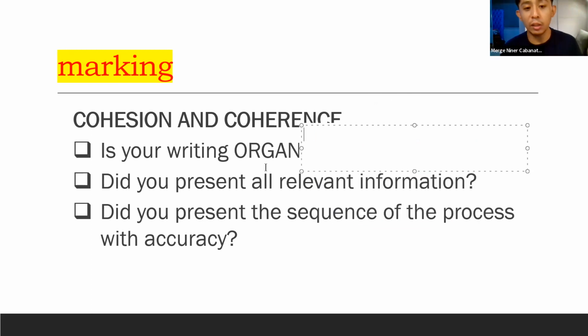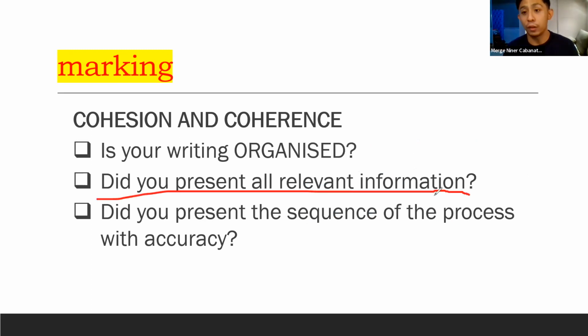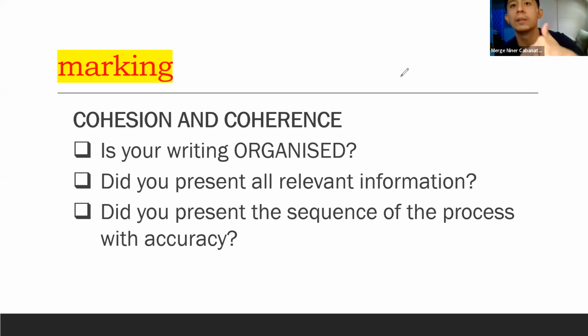So, did you present all relevant information? The task does not ask you about all the information. It only wants you to present the relevant ones. So you need to select which ones you are going to include. Well, a map is not a very lengthy task to do. That's why most of the information, like 90 to 100% of the information, will be presented.